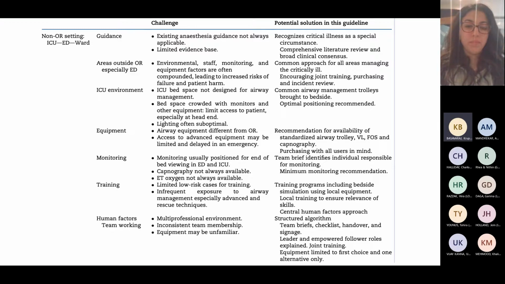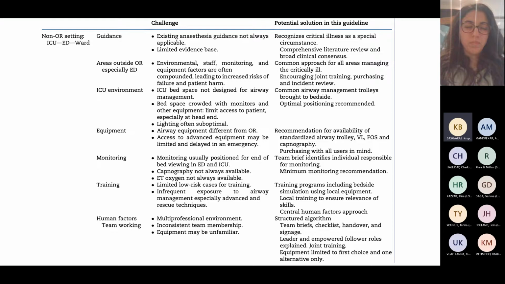In the ICU environment, it's important because ICU, as we've all seen, comes with its own set of complications. You have the patient towards the head end where there is limited space, patient is always head up. There are numerous cables across, and there are infusion pumps, which you probably fail to count as many. And the bed space is obviously crowded. So how you can overcome this would be by using common airway management trolleys and optimal positioning if you can.